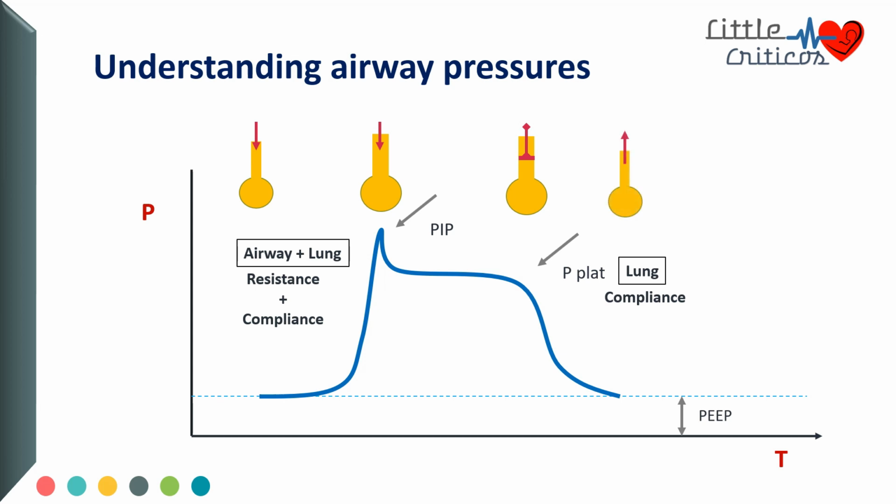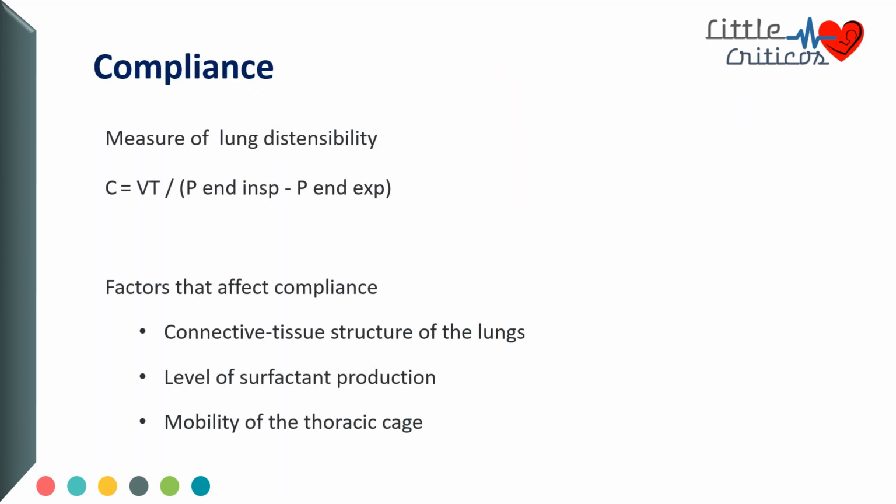During the process of expiration, air moves from alveoli back into the ventilator. The pressure that is applied at the end of expiration is called positive end expiratory pressure. The difference in pressures between plateau pressure and positive end expiratory pressure is called driving pressure. Compliance is a measure of lung distensibility. It is given by the formula tidal volume divided by end inspiratory pressure minus end expiratory pressure.